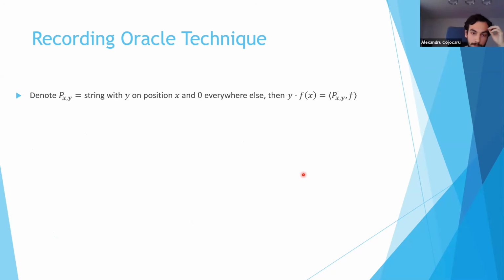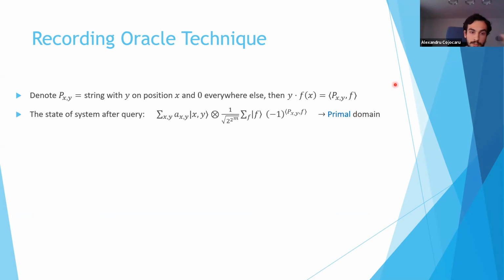Now, to make the presentation a bit easier, I'm going to introduce some notation. We are going to consider the string p_xy, which is essentially the all zero string, except that on position x, we have value y. By using this notation, this essentially means that y times f(x) is the same as the inner product between the string p_xy and the truth table of the function f. Then we use the state of the system after the query, and we just replace y times f(x) with this new expression over here. We can denote this as the primal domain. So this is the state after the adversary performed the query.